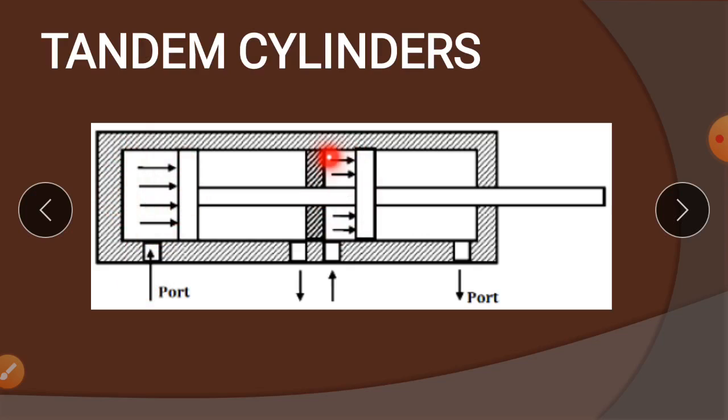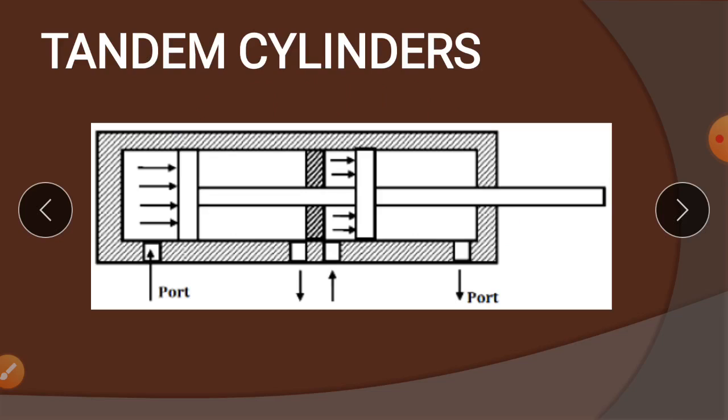Because of that supply, the pressure builds up here and the pressure also builds up here. Because of the pressure, which is twice, or you can consider more than one, the force is going to be increased. Because of that double pressure, the piston is going to provide a force which is higher than the single piston force. So the tandem cylinders are mainly used where a higher amount of force is required.